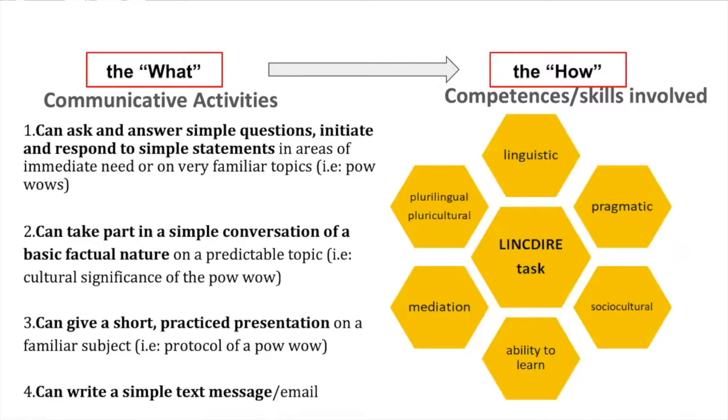And so each of these communicative activities that we've outlined here, the ability to ask and answer simple questions or initiate and respond to simple statements, the ability to take part in a simple conversation, give a short practice presentation, or write a simple text message to a friend, in turn involves the activation and the development of various competences and skills, the how. So the second part of designing tasks involved matching each of those communicative activities to the appropriate descriptors for linguistic competence, plurilingual and pluricultural competence, pragmatic and sociocultural competence, as well as the ability of mediation and language learning strategies that students would need to develop their skills and to achieve that culminating task.